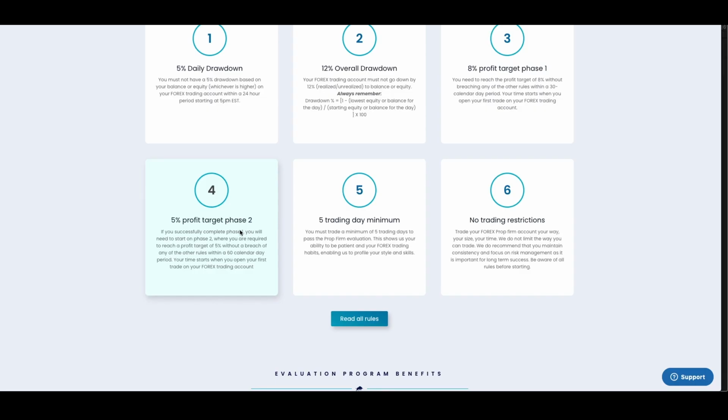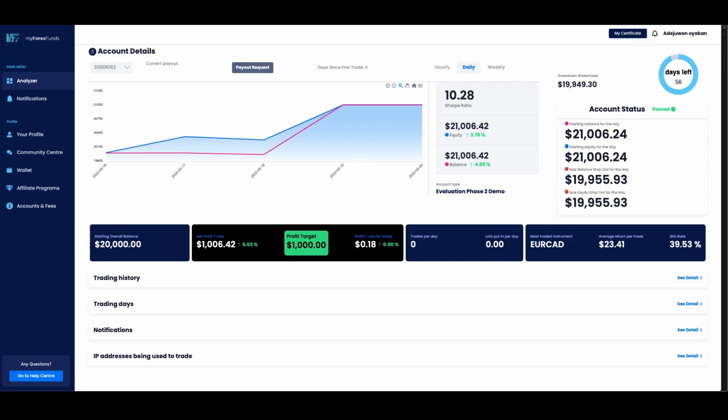And as we can see from point 4, there's a 5% profit target you need to hit in order to go on to the next stage, which is your live account. And if we go over here, we can see that this is my second evaluation phase 2 account, and I was able to hit the profit target.